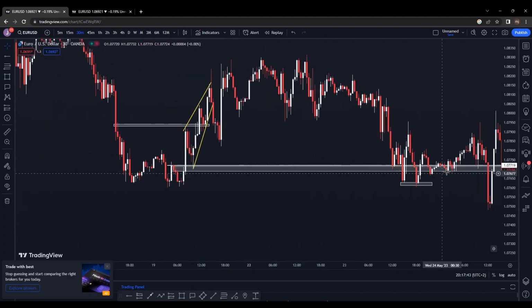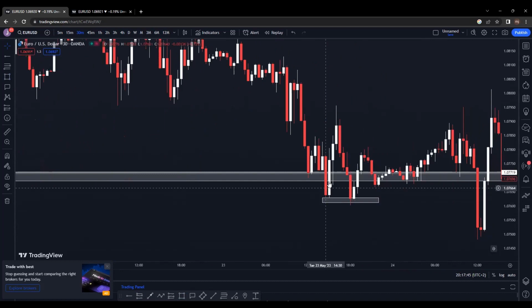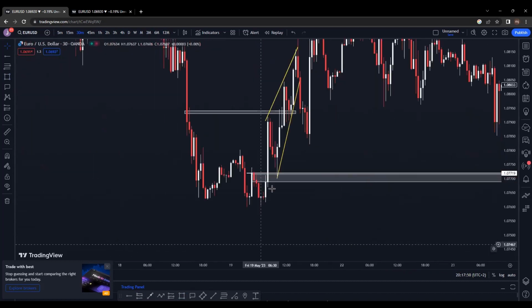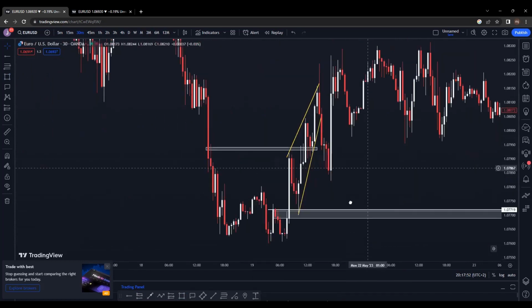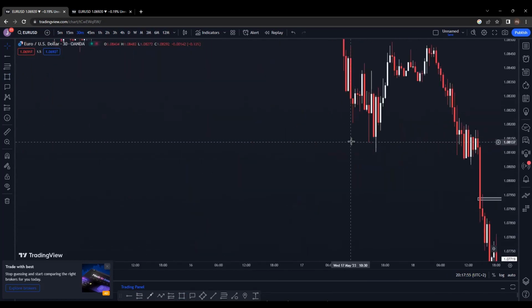So basically, if you bought here, you could have made some money. If you bought here, you could have made some money. You see what I'm trying to say? Basically, that was a support. So identifying support is a big thing, guys, that most people have to understand in Forex trading.